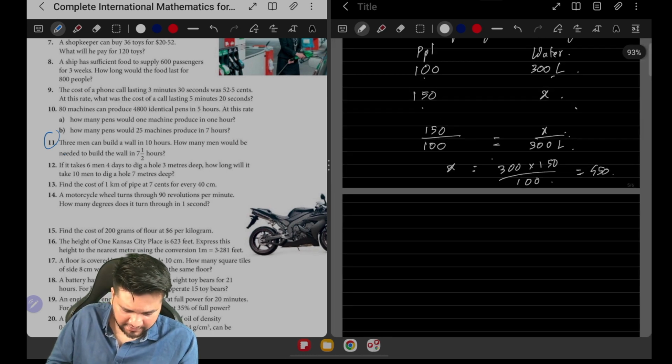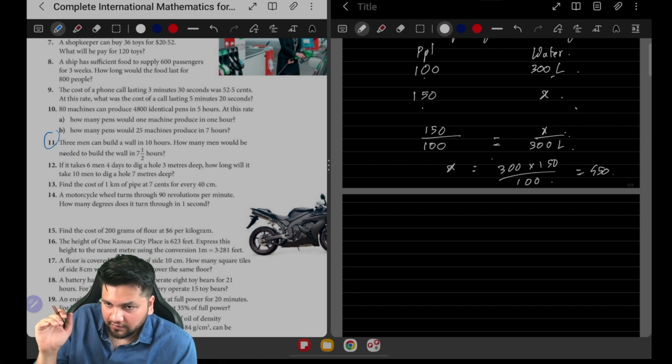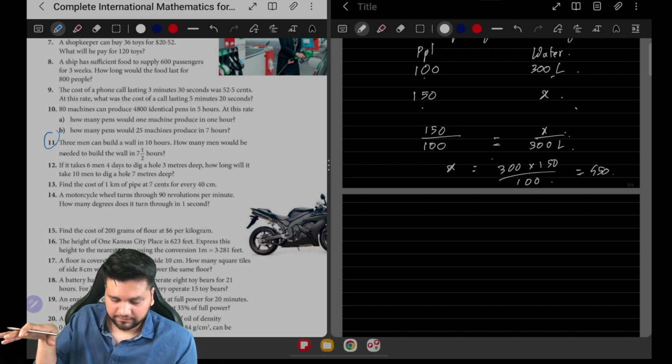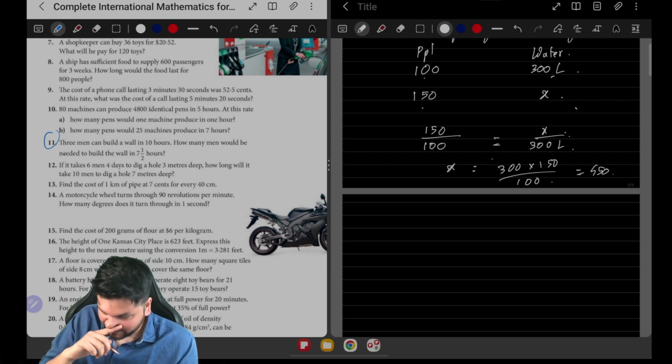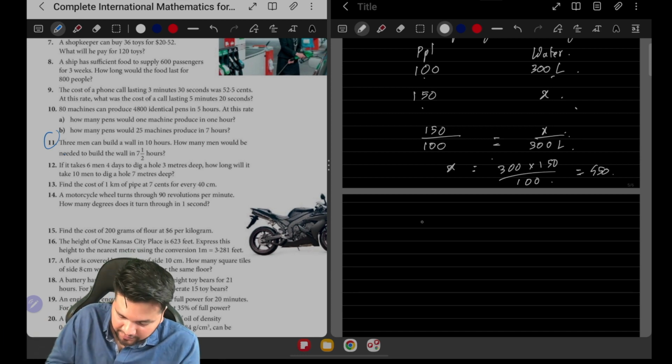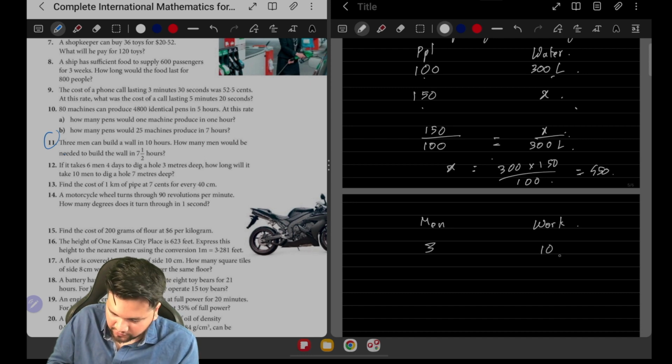But when it comes to something like this, 3 men can complete the work in 10 hours. How many men will be needed to build the wall in 7.5 hours? So here I'm comparing men with their work. What I know is that 3 men can complete the work in 10 hours. We need to find how many men are required to complete it in 7.5 hours.